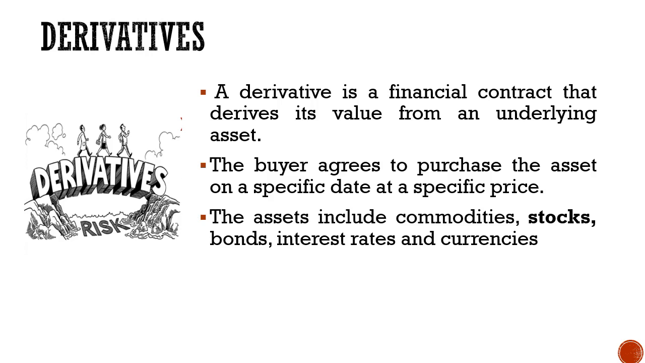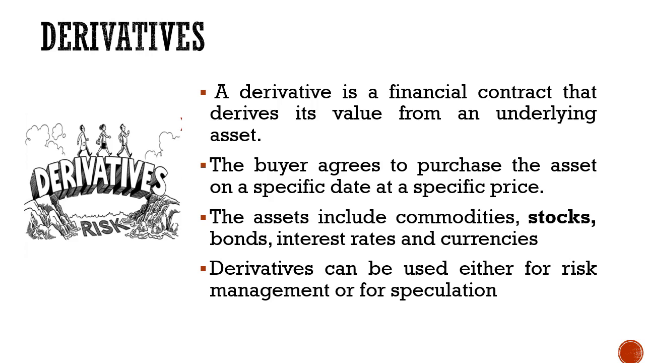Now, when we are talking about the underlying assets, what are these assets and what does it include? The assets include commodities. Commodities can be in the form of oil, gold, silver, then stocks, bonds, interest rate, and currency. So when we talk about underlying asset, we are covering up all the types of commodities, all kinds of stocks, all kinds of bonds, interest rates, and currencies.